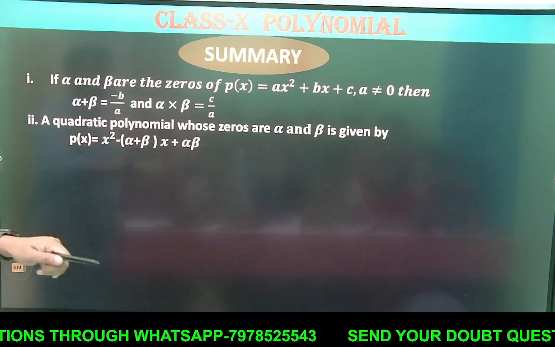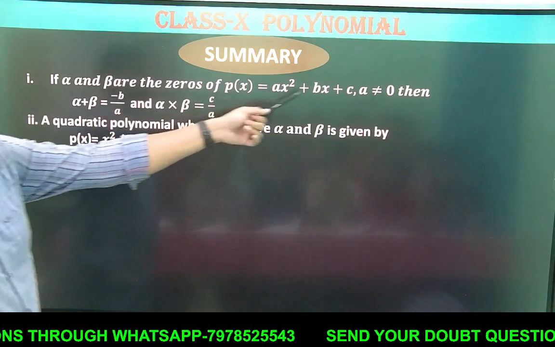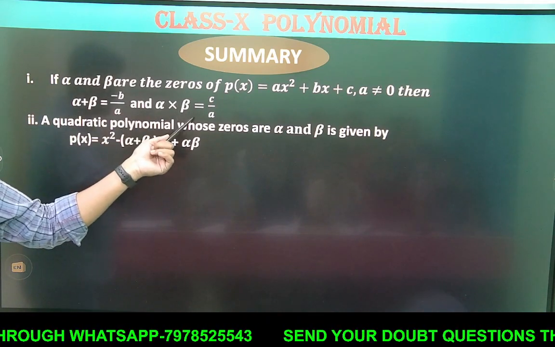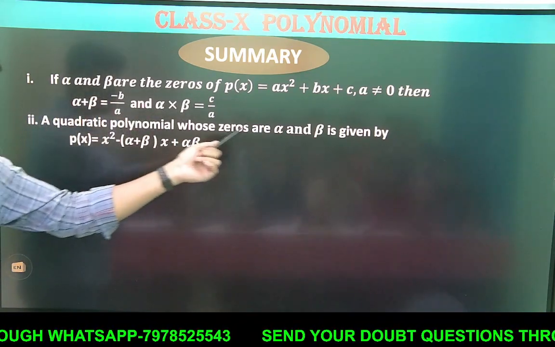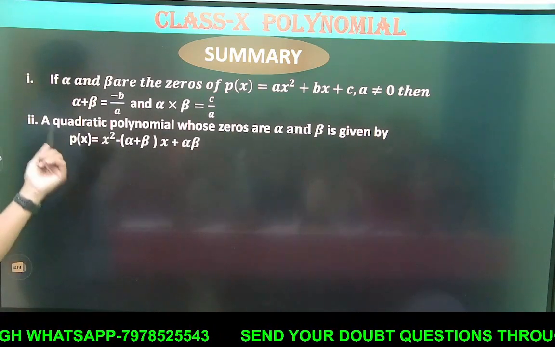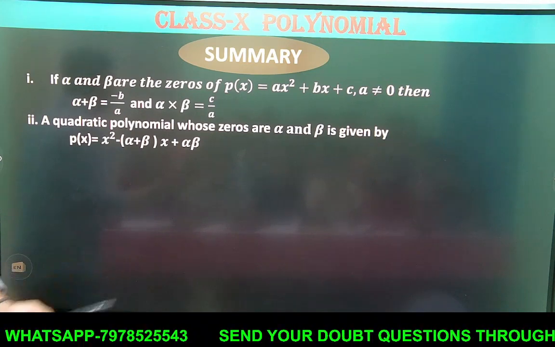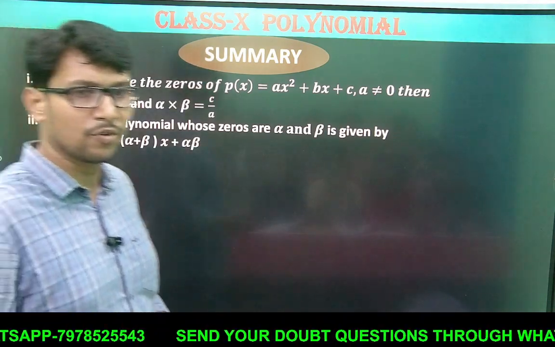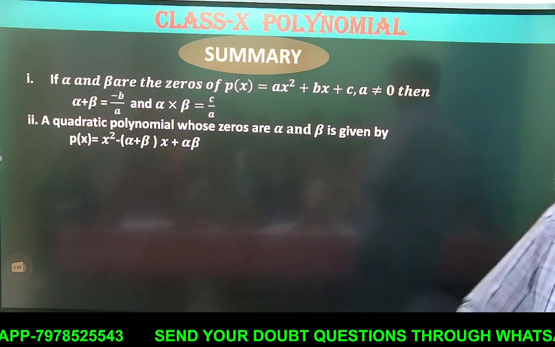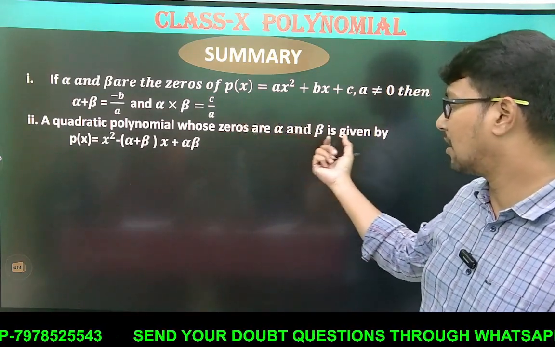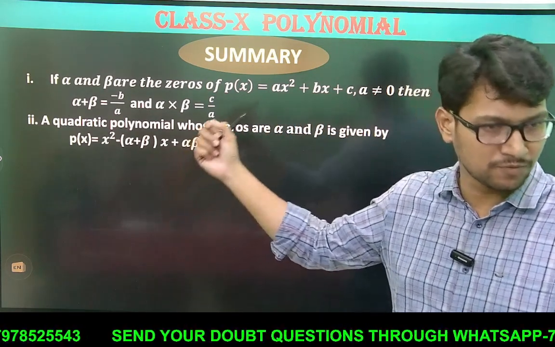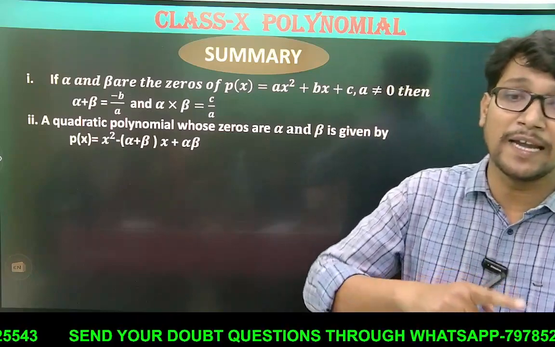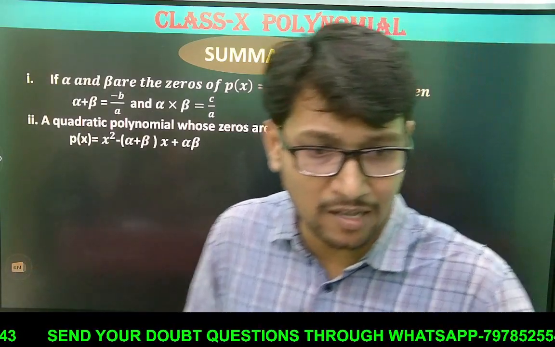This is a summary you can see, bacho. If alpha and beta are the zeros of this polynomial, then alpha plus beta equals sum of zeros and alpha into beta equals product of zeros. A quadratic polynomial whose zeros are alpha and beta is given. If alpha and beta are the zeros, then what is the polynomial? How many of you have not understood? If sum of zeros and product of zeros are given, we can write a polynomial. Or if zeros are given, by finding sum of zeros and product of zeros, we can also find the polynomial.